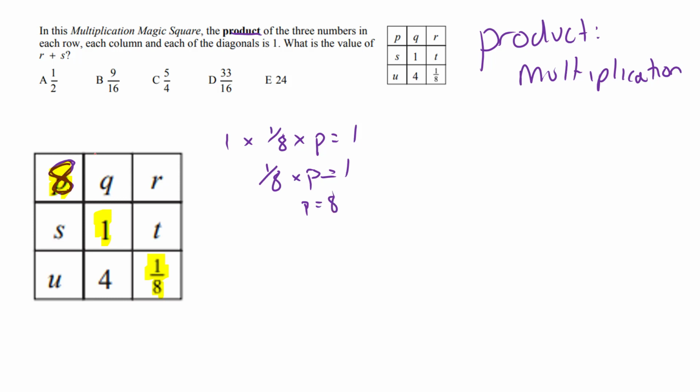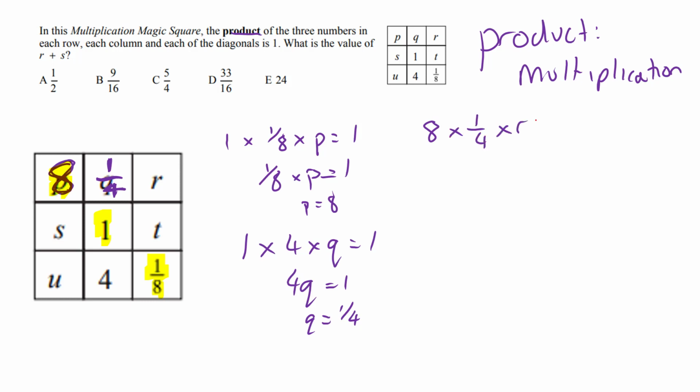What can I do next? Well, I can look at column 2. We have that 1 times 4 times q equals 1. So we have 4q equals 1. 4 times what would give me 1? Well, that answer would be 1/4. So this has to be 1/4. Can you work out what r needs to be? Well, I've got 8 times 1/4 times r equals 1. 8 lots of 1/4, I can write it like 8 over 1 times 1 over 4 if I want to, which is 2. So I've got that 2r equals 1, so r has to equal 1/2. So this is 1/2.